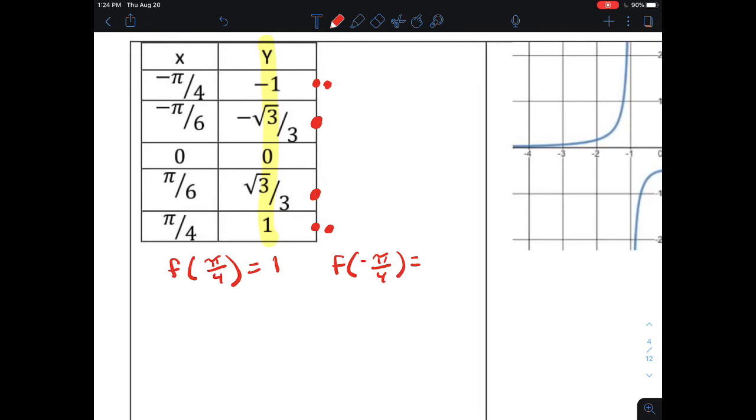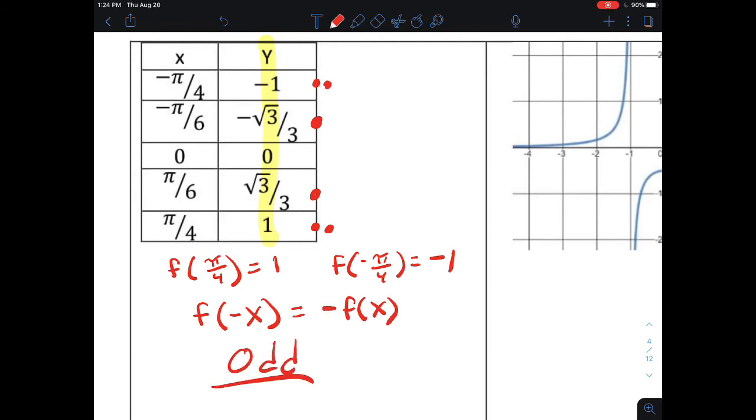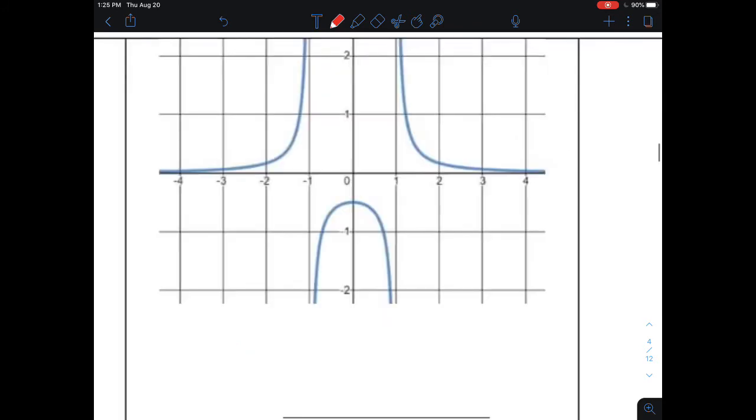So f of pi over 4 was 1, f of negative pi over 4 was negative 1. And so when I have a negative x value in and compare it to the x value when it's positive, all I did was change the sign. By definition, that function is odd. Now let's look at a graph and graphically try to determine whether or not a function is even or odd.